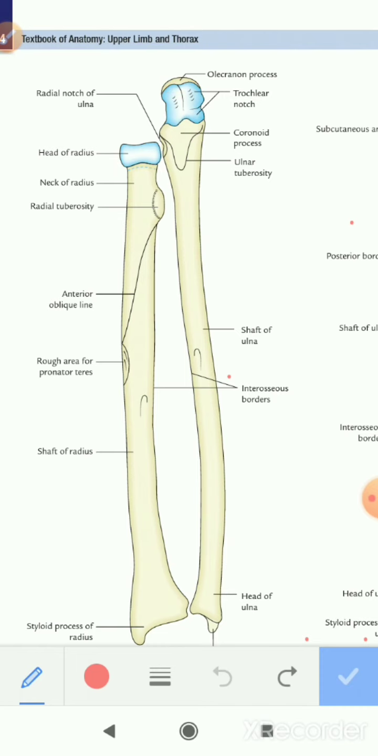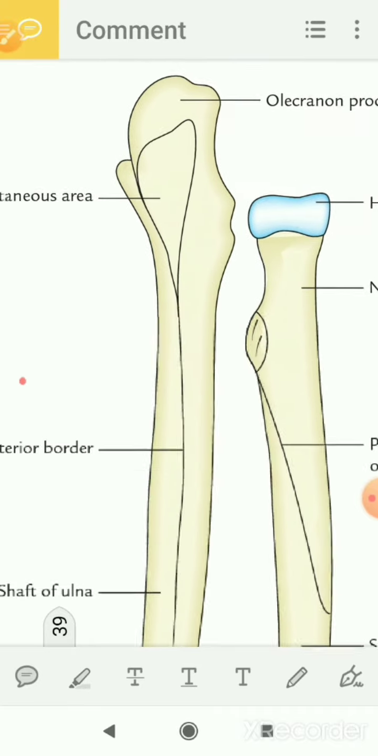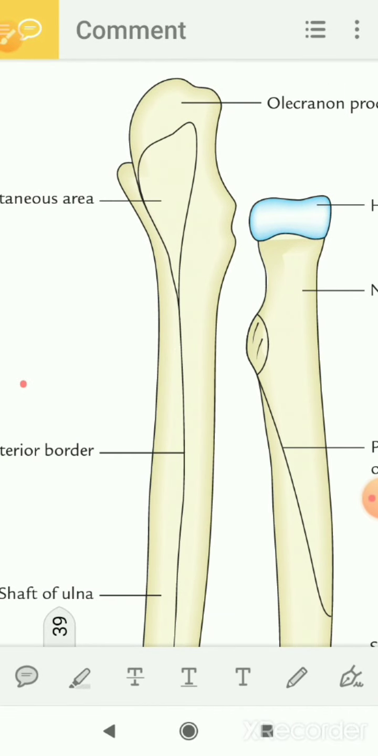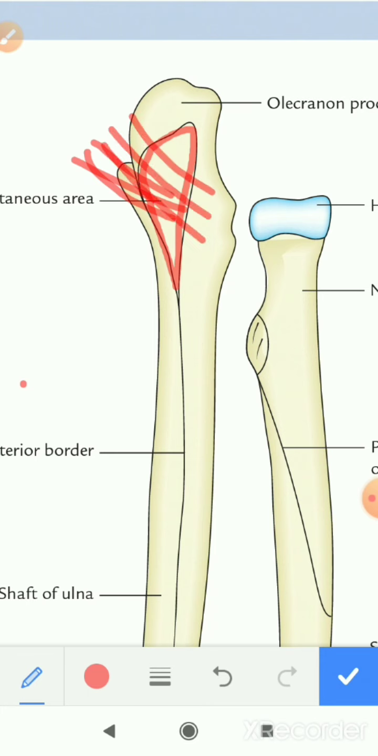Then come to the posterior surface. This is the posterior surface of the ulna. The posterior surface forms a subcutaneous triangular area. Look at that. This is a triangular subcutaneous area on the posterior surface. A synovial bursa lies in between the skin and this triangular area. So it is subcutaneous, and between the skin and this triangular area there lies a synovial bursa.